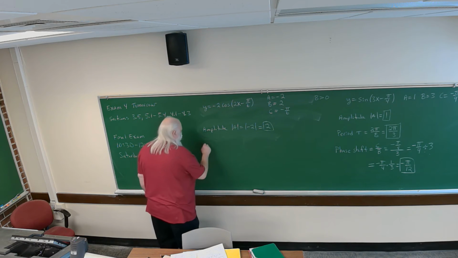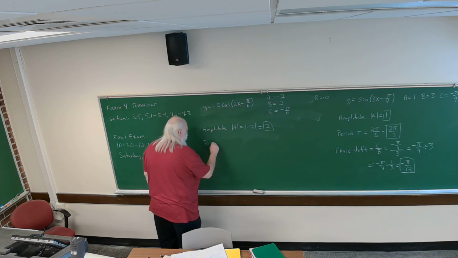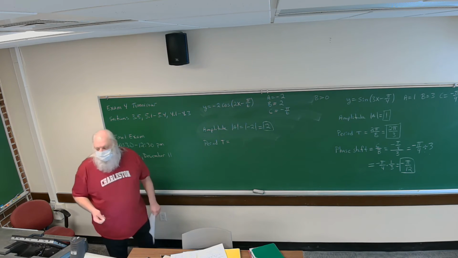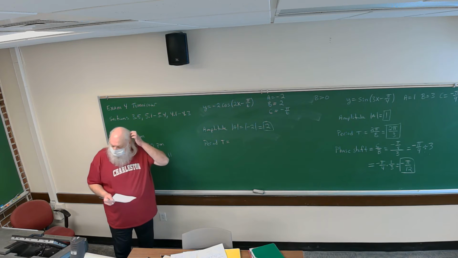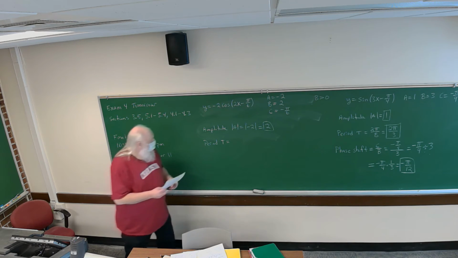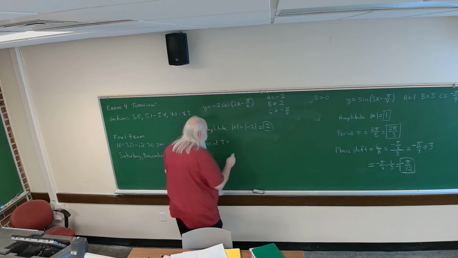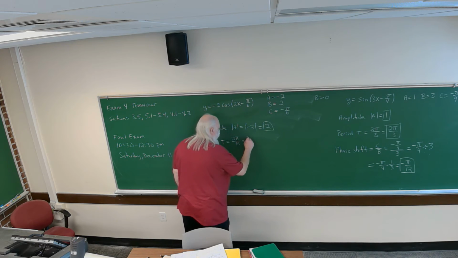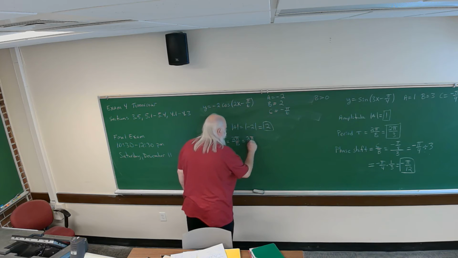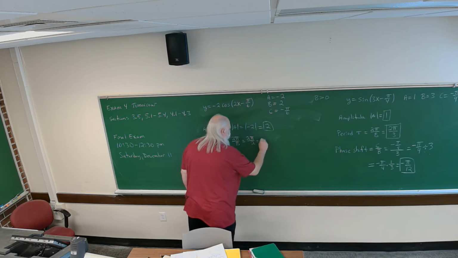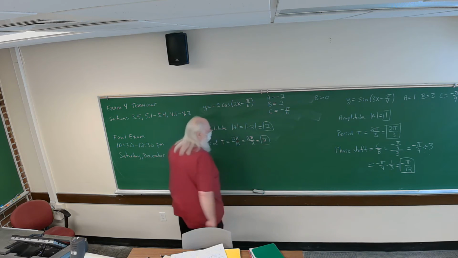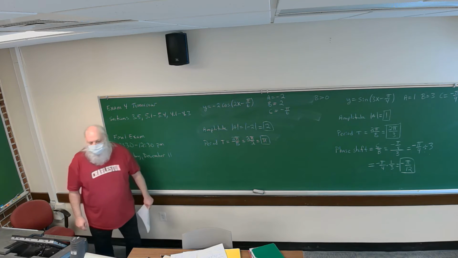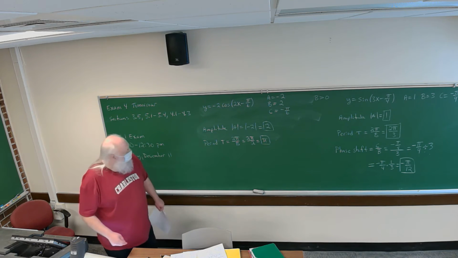The period, remember the period tells you how often the graph of the function repeats itself. The period T is equal to 2 pi over B, and B is equal to 2. So the period is pi radians. So the graph repeats itself every pi radians, right? Which is the same as 180 degrees.